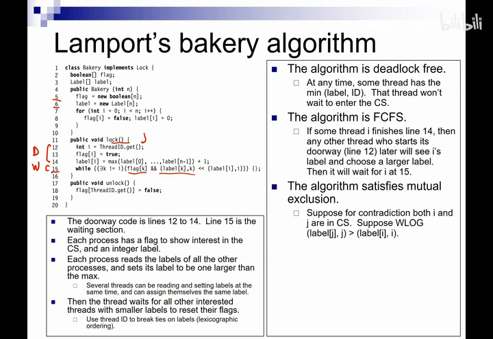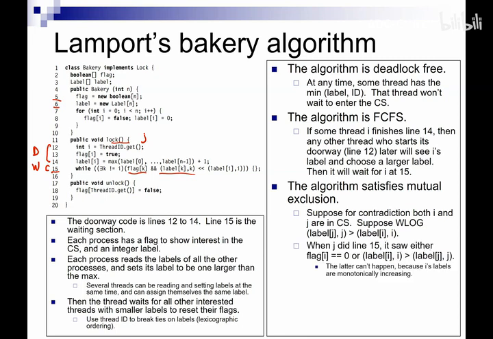Next we need to show this satisfies mutual exclusion. To do this, suppose for contradiction that we violate mutual exclusion, so that both I and J are in the critical section. Without loss of generality, suppose one of them has a larger label, say J. Then when J does line 15, we're assuming that J gets into the critical section.